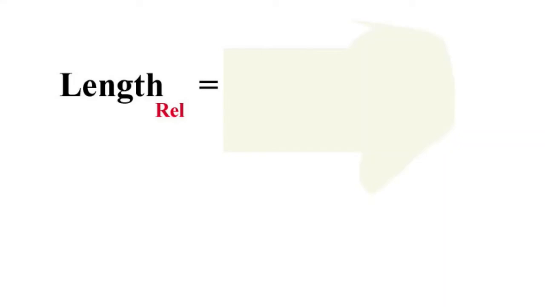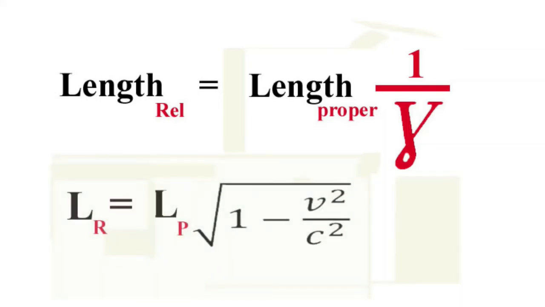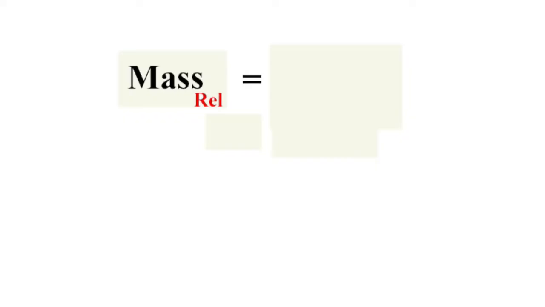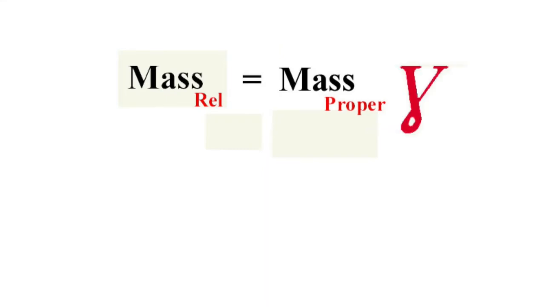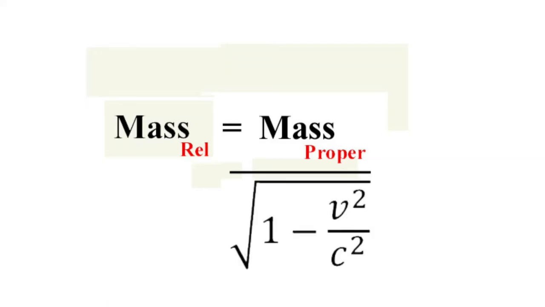Relativistic length is slightly different. It is equal to proper length, that's the length when the object isn't moving, multiplied by 1 over gamma, which means relative length is proper length multiplied by the square root of 1 minus v squared over c squared. And this is what we call length contraction. Most importantly, relativistic mass is equal to proper mass multiplied by gamma, which means relativistic mass equals proper mass divided by the square root of 1 minus v squared over c squared, from which we can derive the famous E equals mc squared, or that's one of the ways in which we can derive that formula.